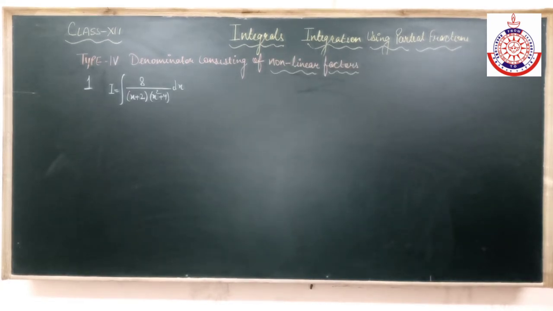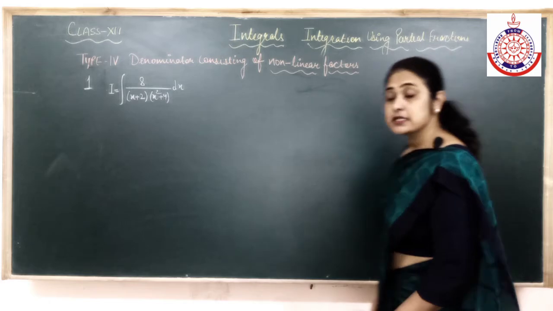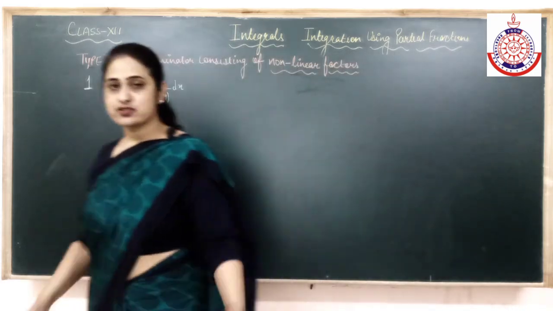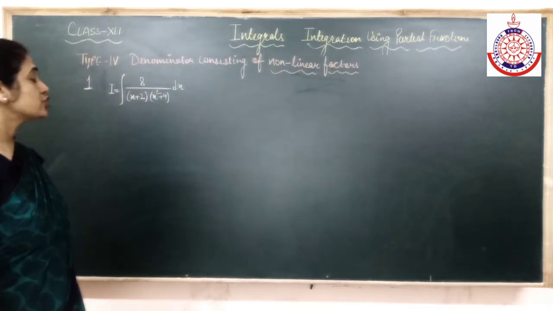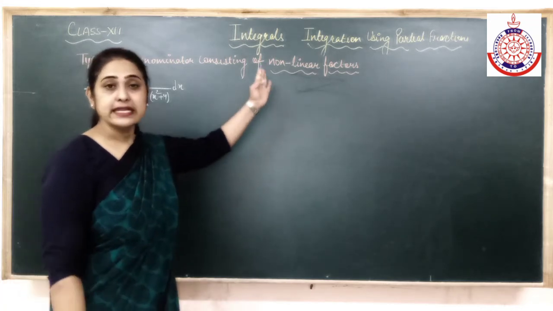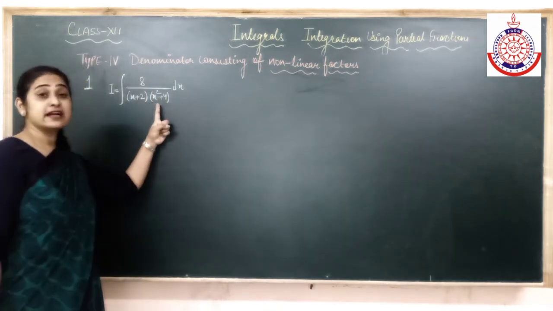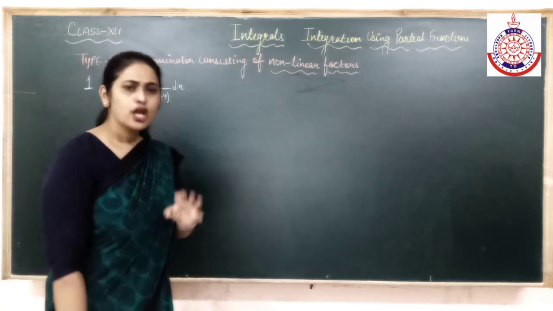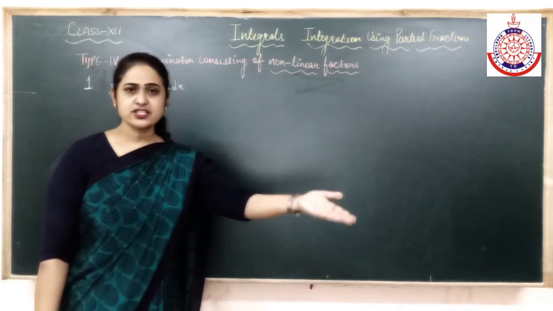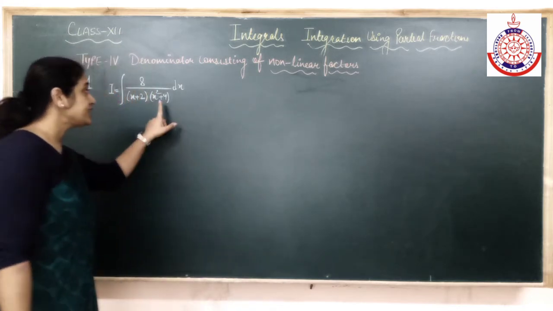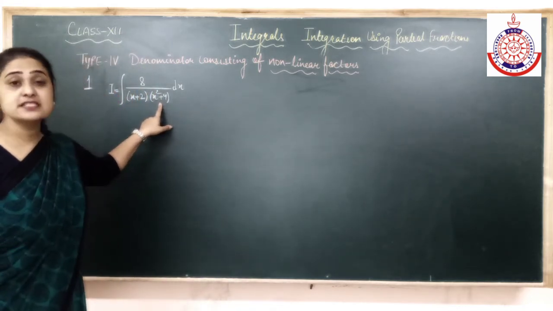Okay, let's do type 4. What is type 4? Denominator consisting of non-linear factors. This is the last type. Then we will do some extra questions. Alright, the denominator consisting of non-linear factors which cannot be factorized into linear factors. If it can be factorized into linear factors, then it will fall under some other category first. So, non-linear factors which cannot be factorized further.